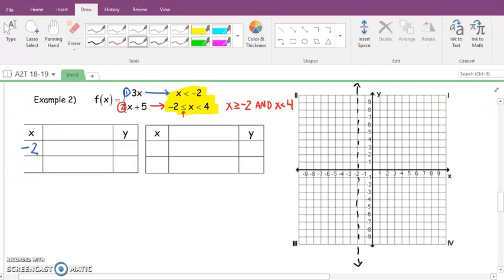For my second x value, I can pick any number as long as it is less than -2. So I'll go with -3. Keep it nice and simple. Alright, and then I'm going to plug these in. The equation I'm using is y equals 3x, that first one. So this will be y equals 3 times -2, which is -6. And then this one will be y equals 3 times -3, which is -9. So here are my 2 points.